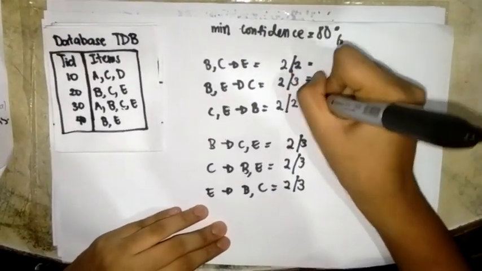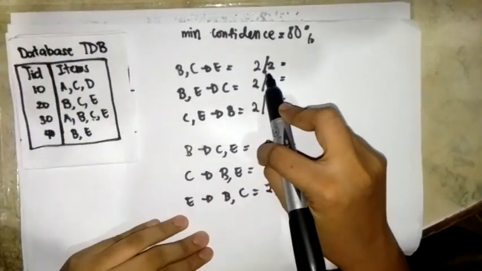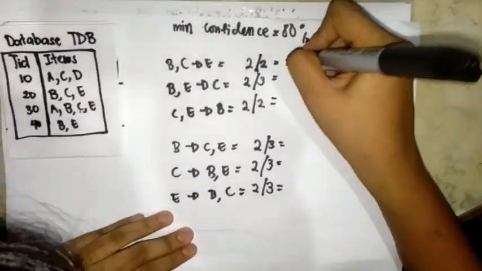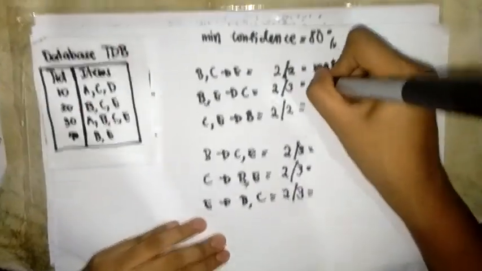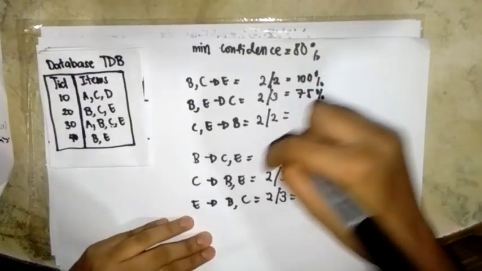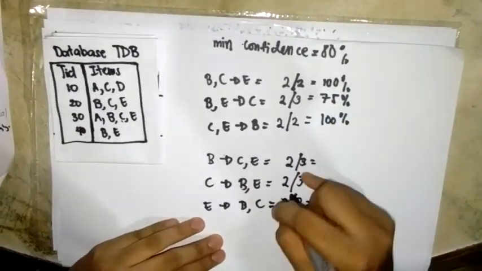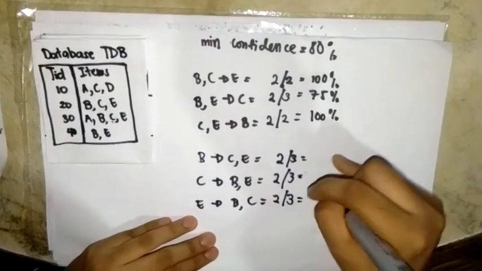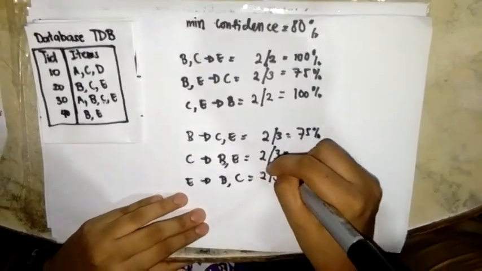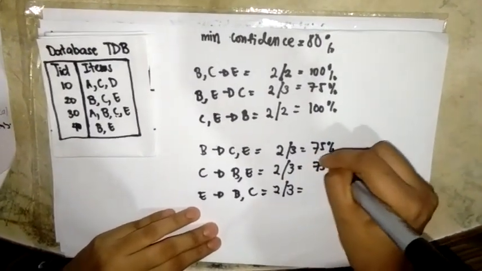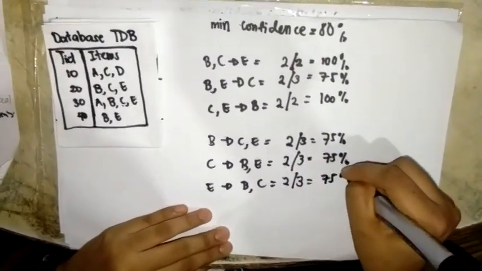So let's total. 2 divided by 2 is 100%. 2 divided by 3 is 75%. 2 divided by 2 is 100%. 2 divided by 3 is 75%. 2 divided by 3 is 75%. 2 divided by 3 is 75%.